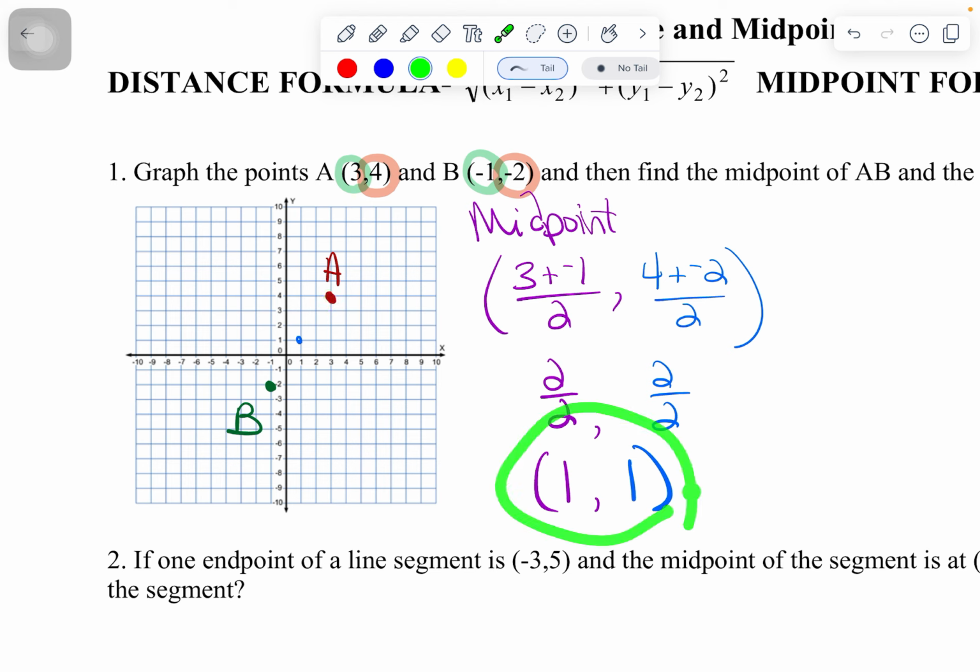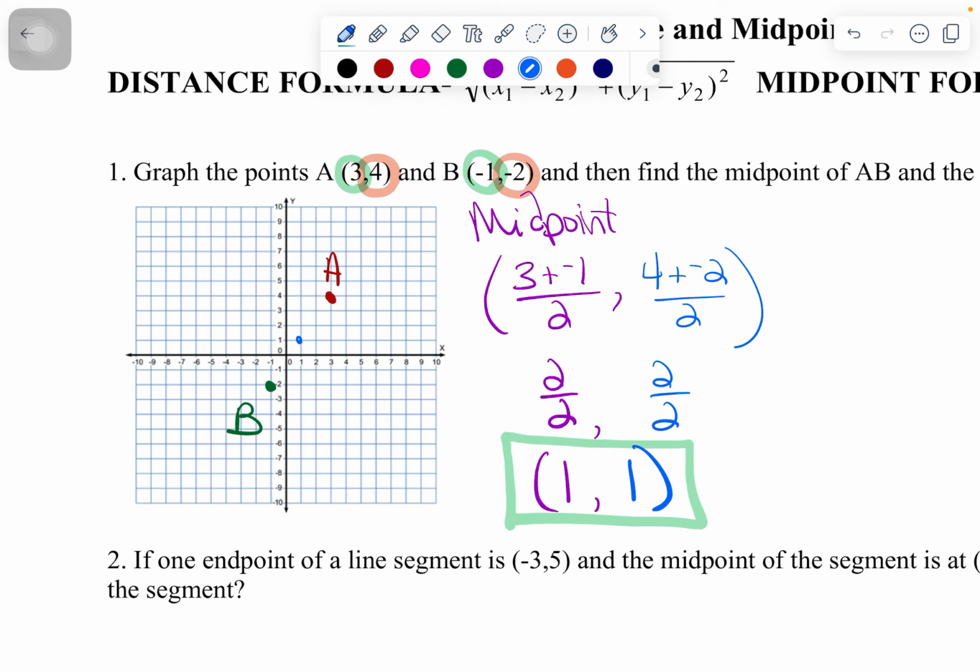So had I done my math and had I gotten something like (1, -3), and I go, oh, well, here's 1, here's negative 3. If I have a midpoint down here, that makes no sense, right? This point is definitely not halfway between A and B. So midpoint has been calculated. Let me go ahead and put a pretty little green box around it.